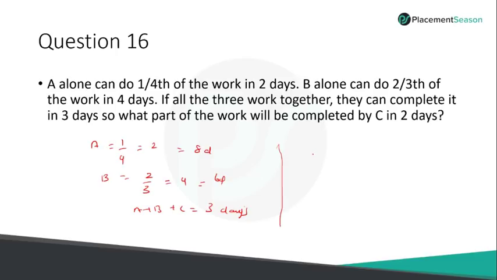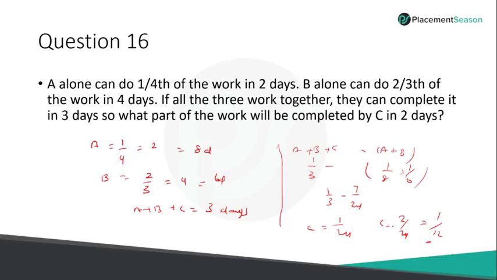LCM method. Say A plus B plus C's 1 day work is 1 by 3. This is A plus B plus C minus A plus B's 1 day work, 1 by 8 plus 1 by 6. So if you think, taking LCM 24 here, it is 7 by 24. Again taking LCM, it is 1 by 4. So this is C's 1 day work, correct? And C's 2 days work is 2 by 24 or 1 by 12. So the fraction done by C in 2 days is 1 by 12. C alone, they're asking C alone.